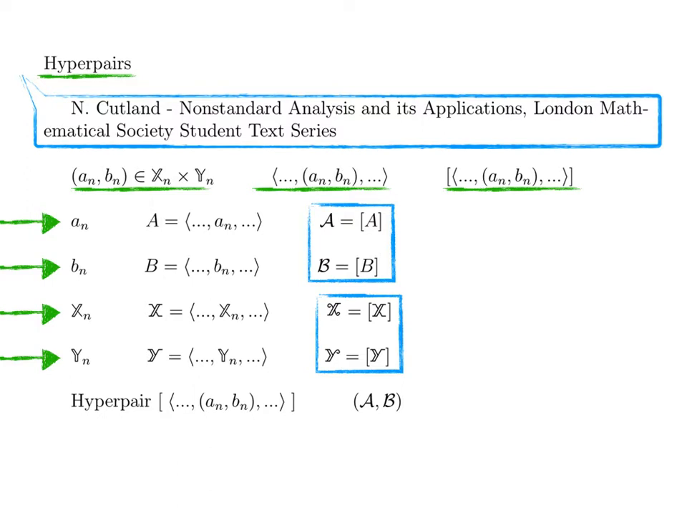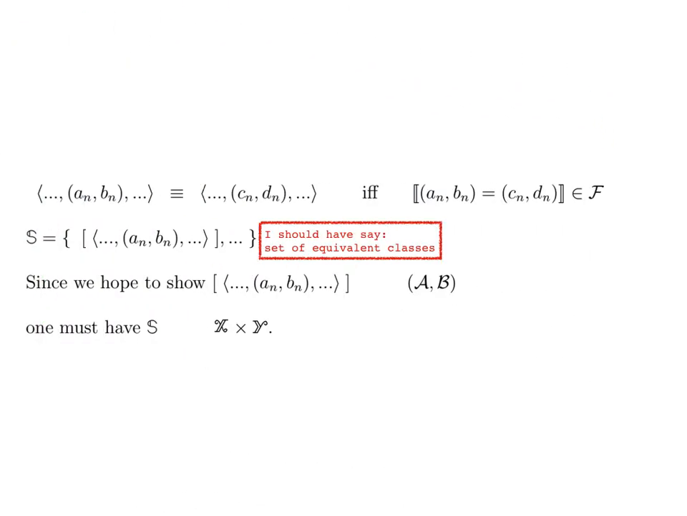Our goal is to see if the hyperpairs constructed as an equivalence class of a sequence of pairs can be mapped onto a pair of hyperreal numbers. We are going to say that two sequences of pairs are equivalent if and only if the pairs are identical almost everywhere. And we define S as the equivalence class of a sequence.